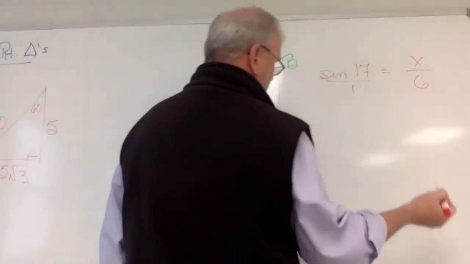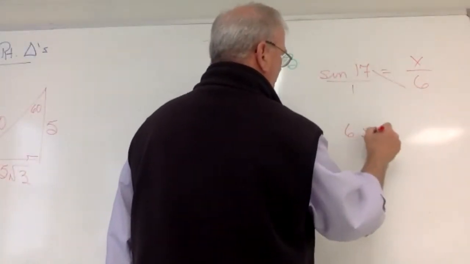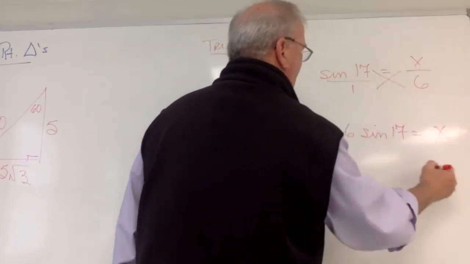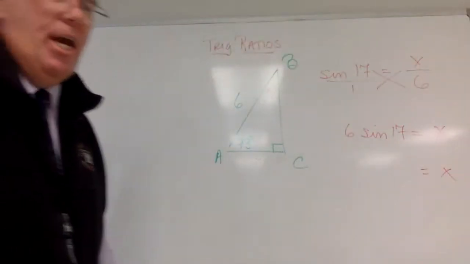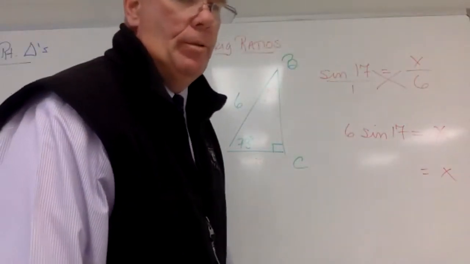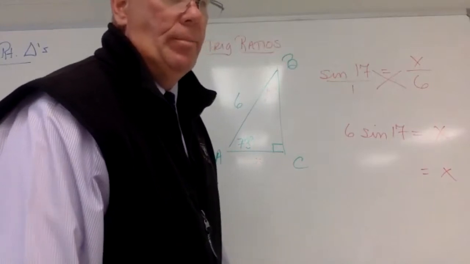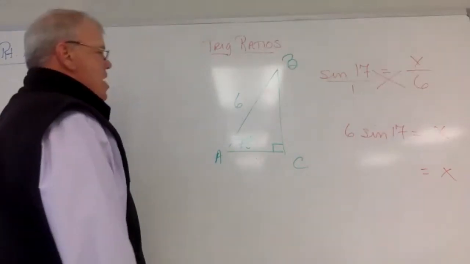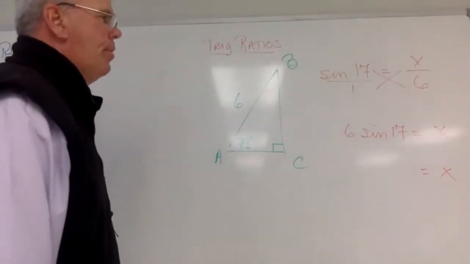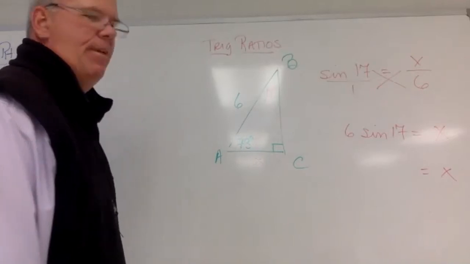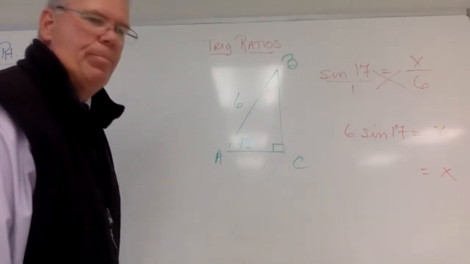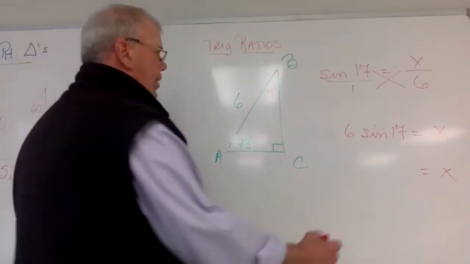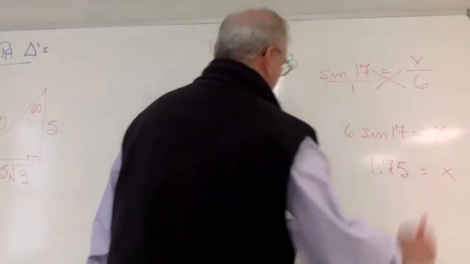And then that's really a fraction, right? 6 times the sine of 17 equals x. And then if you do that number, what should you get? Do the numbers. 6 times the sine of 17. What do you get? 1.75. Very good. Now, what could you have done?